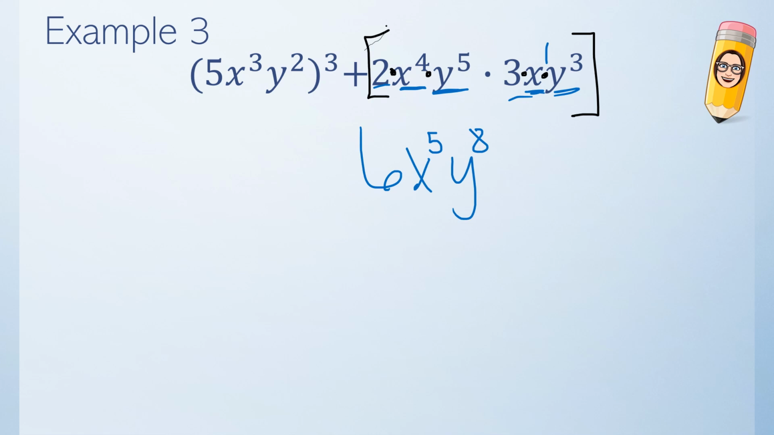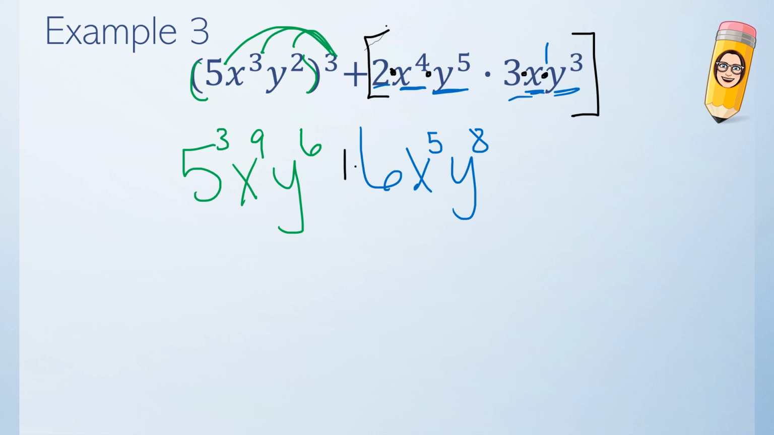Next, I see that I can distribute. I have parentheses here. And so I'm going to rewrite each base. 3 times 1 is 3. 3 times 3 is 9. 3 times 2 is 6. Okay? There's a big old plus sign in the middle here. Let's take care of 5 cubed. I think that's the only thing I can do so far. So that would be 125.